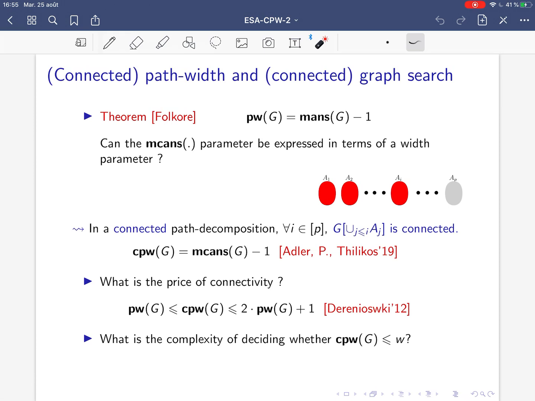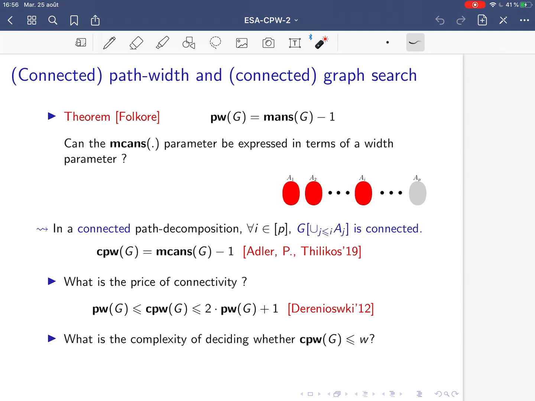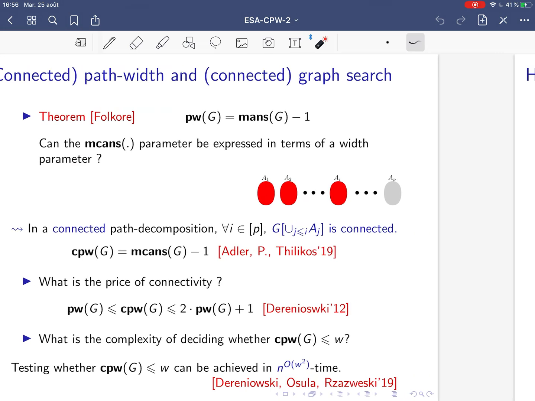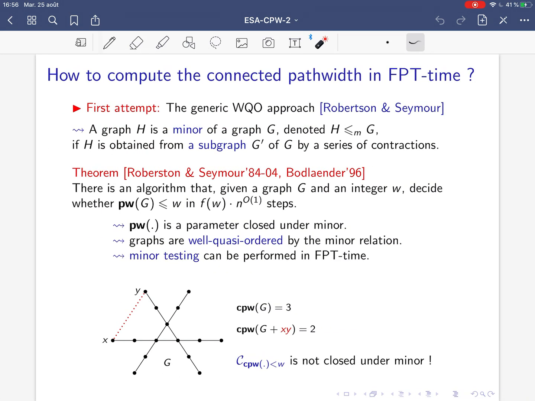And what is the complexity? Again, Dereniowski with two co-authors, Osula and Rzążewski, proved recently, last year, that this problem belongs to XP by designing an n to the O(w squared) time algorithm. Here in this talk we will prove that the problem is indeed in FPT, so we can improve the complexity. So let us discuss some possible attacks.